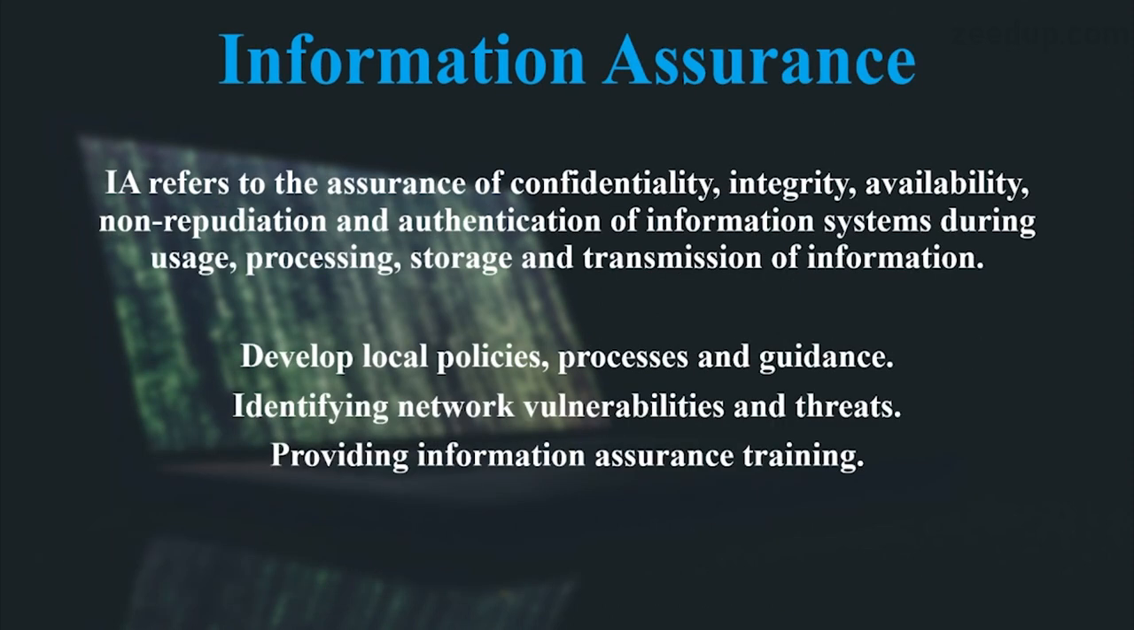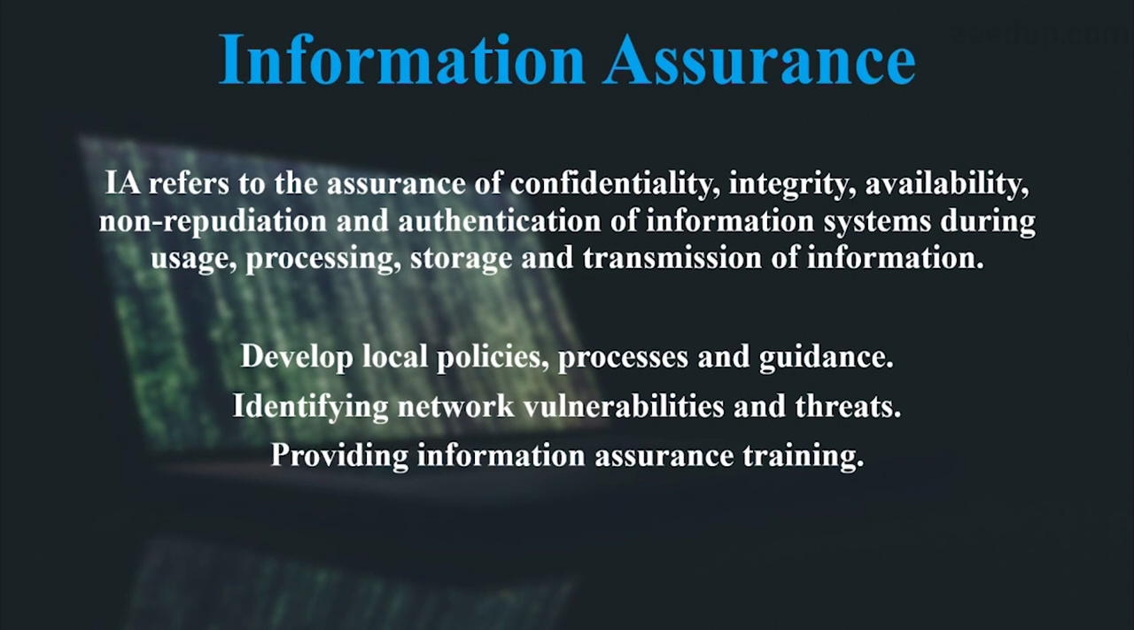Now let's move to information assurance. It can also be called IA, which refers to assurance of confidentiality, integrity, availability, non-repudiation and authentication of information systems during usage, processing, storage and transmission of information. So at any stage, whether the information is being used, processed or kept at a safe place, we have to assure its confidentiality, integrity, availability, non-repudiation and authentication.